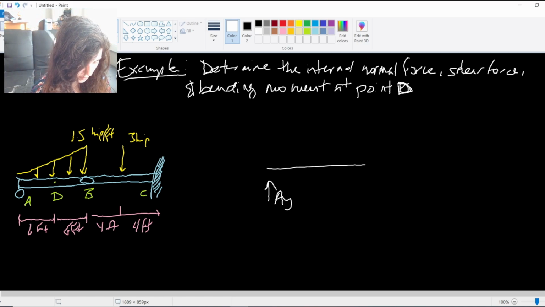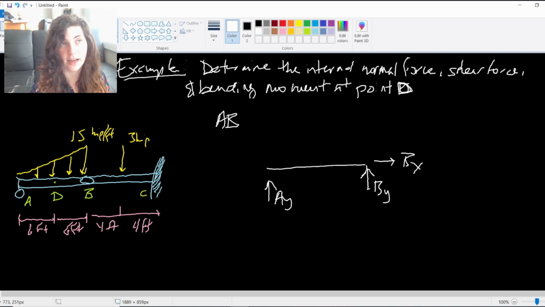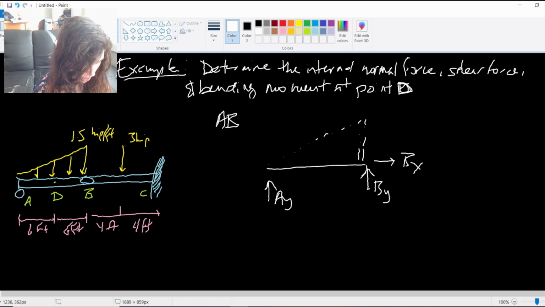So here, my free body diagram for segment AB is going to show my support reactions. I have a roller at A, so I have my Y reaction at A. I have an internal pin at B, so that gives me a BY and a BX. And then I also have this triangular distributed load, which I'm going to go ahead and simplify.